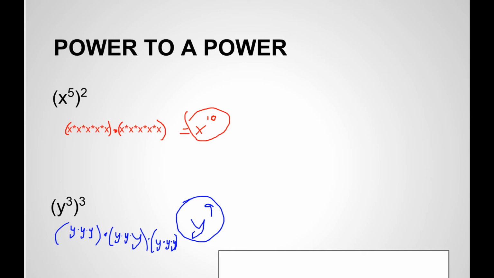And so our rule ends up being, if we have some variable to a power, so we'll just call that power n, and that whole thing is to another power, that one is m, well, what we're doing here, we have 5 and 2, we get 10. We have 3 and 3, we get 9. What we're doing is we're multiplying. So a to the n to the m, a power to a power, means a to the n times m. We are multiplying the exponents for power to a power.